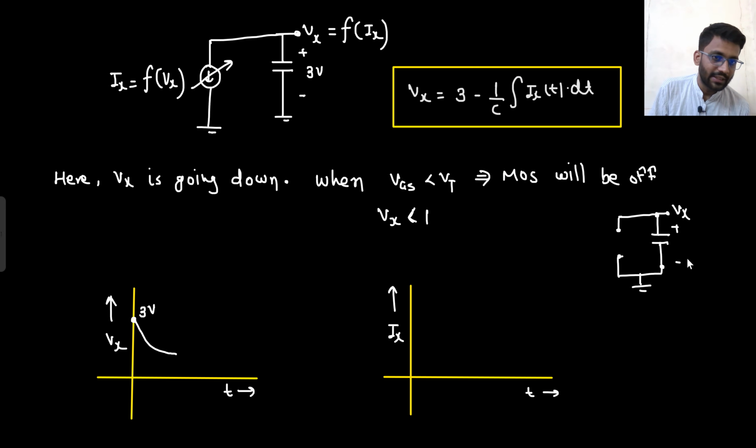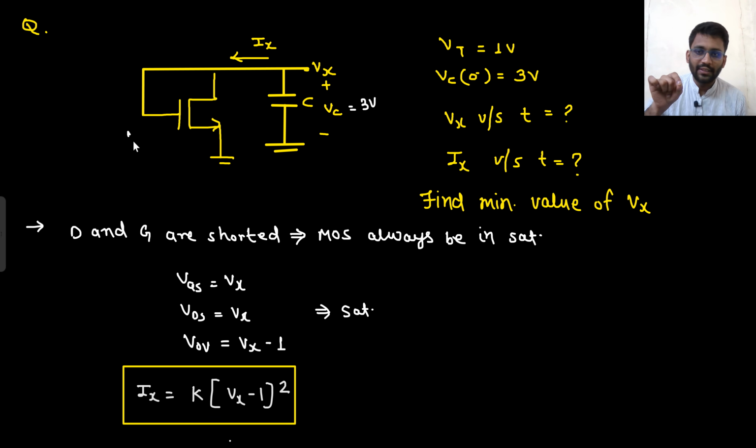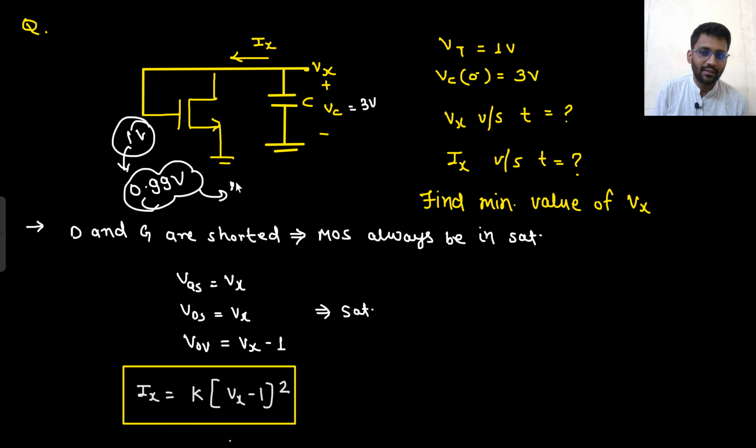So what is happening? The capacitor is getting discharged. At the time when this potential reaches 1 volt, let's assume it tries to go to 0.99 volt. If it is trying to go to 0.99 volt, this is lesser than Vt, and the MOS will say, I will not give any current. If it is not giving any current, then the capacitor will not discharge further. So the capacitor will remain at 1 volt only. Are you getting this point or not?